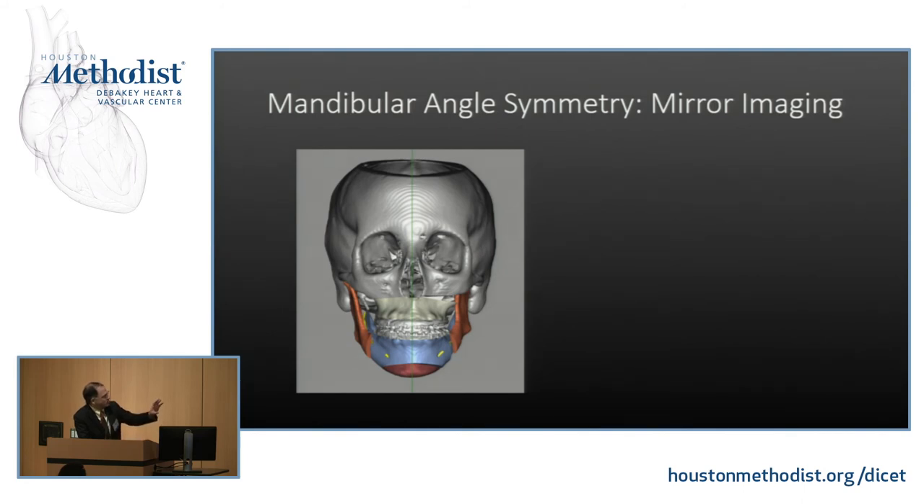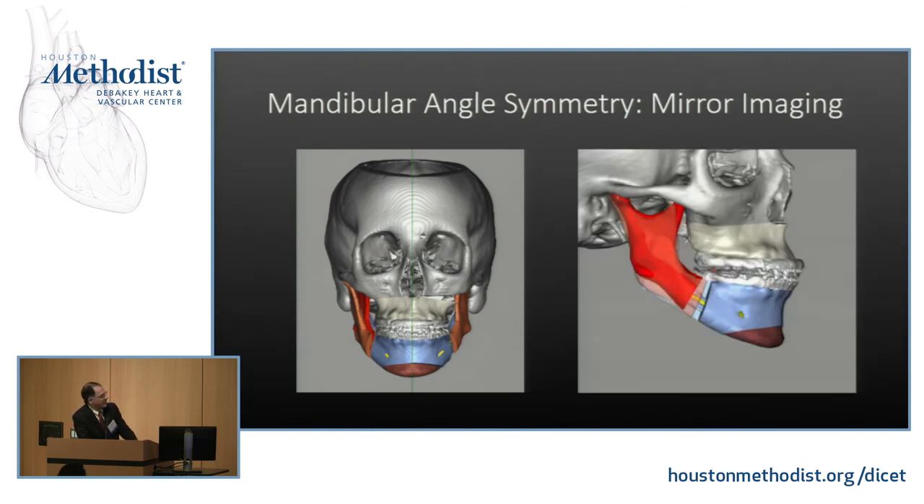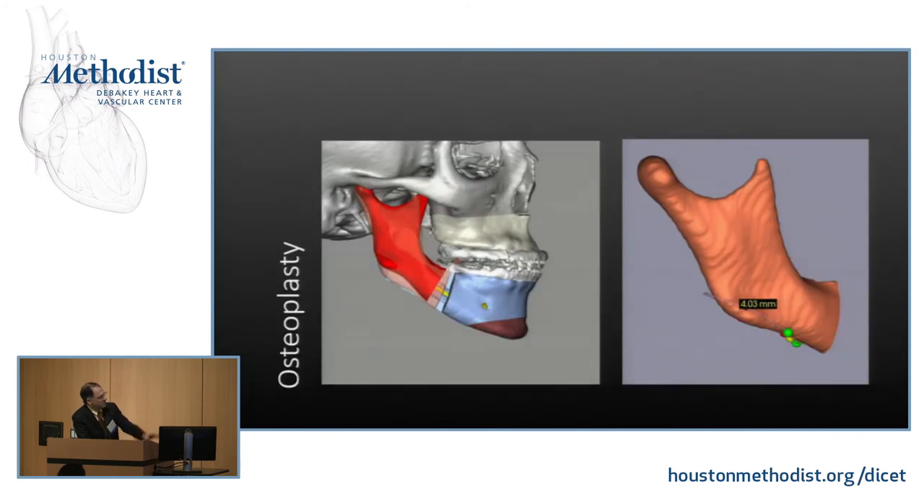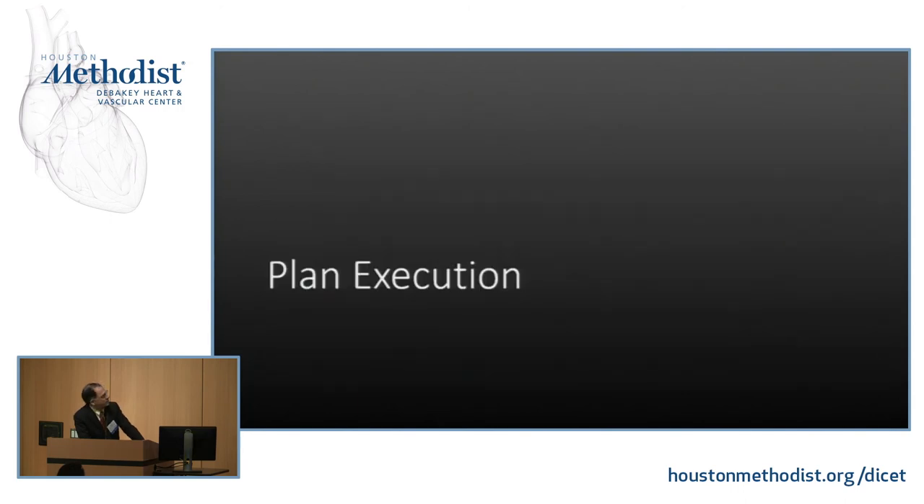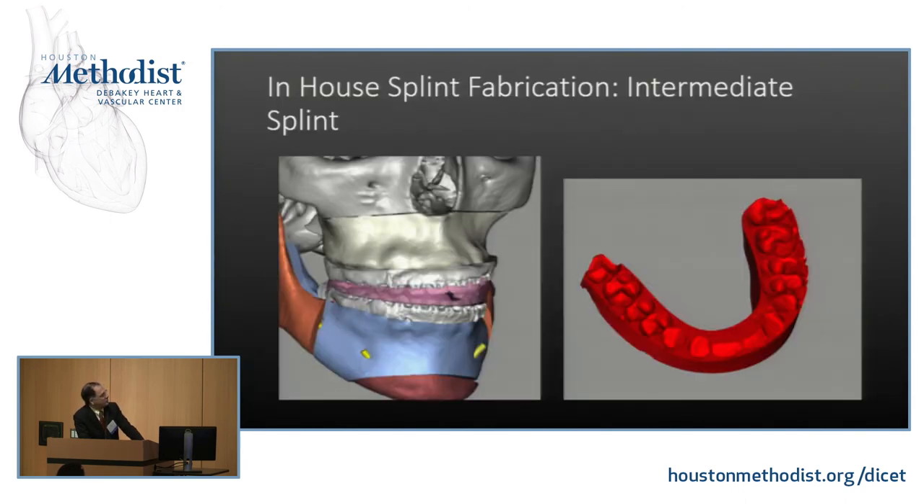One more thing is that to be sure there is some symmetry here, now I can do a mirror image of one side to the other, and I calculate the precise differences between the bones once they're mirror image, and I know I need to shave a little bit of bone to one side to make it even more symmetrical. So the execution of the plan, what we do is we make references.